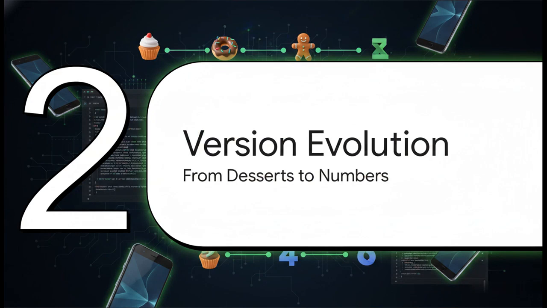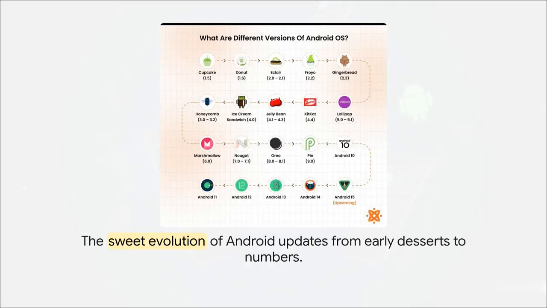Moving right along to Section 2, Evolution of Android Versions. Man, Android's history is such a fun, nostalgic trip. For years, Google named its Android updates after desserts, and in alphabetical order too. You probably remember early ones like Cupcake, Donut, Eclair, eventually moving up to Kit Kat, Oreo, and Pie. It was a really quirky part of their history.